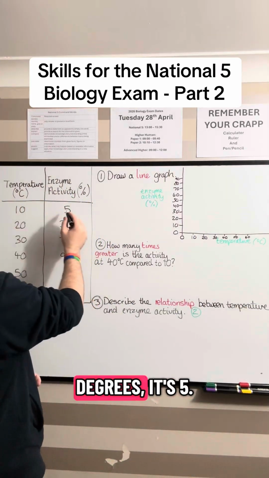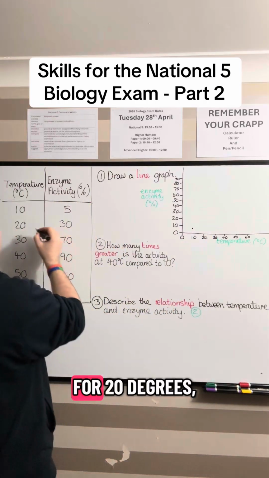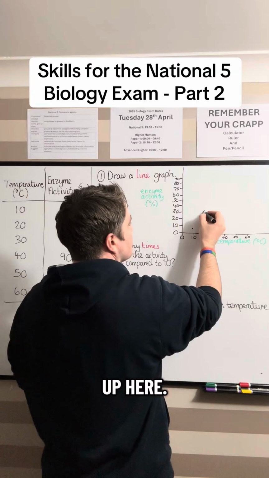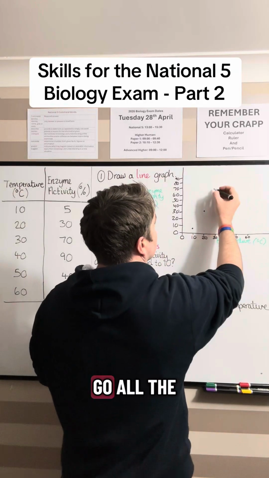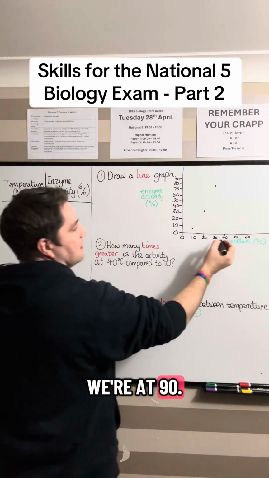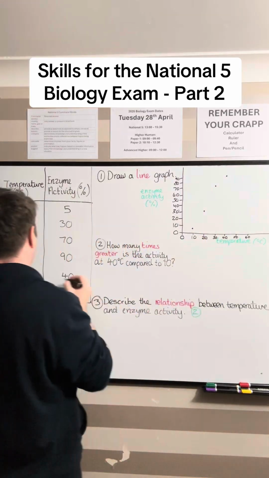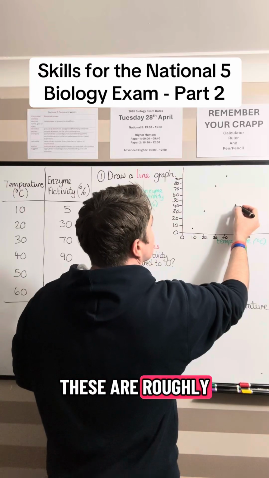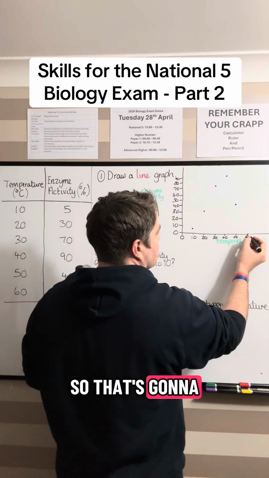So at 10 degrees it's 5 for enzyme activity, so that'll be here. For 20 degrees, we're up to 30 for the enzyme activity, so that'll be up here. For 30 degrees, we're up to 70, so we go all the way up to 70 up here. For 40 degrees, we're at 90, so we go all the way up to 90 there. At 50 degrees, we're back down to 40. Okay, so that's roughly here. And 60 is back down to 0, so that's going to be here.